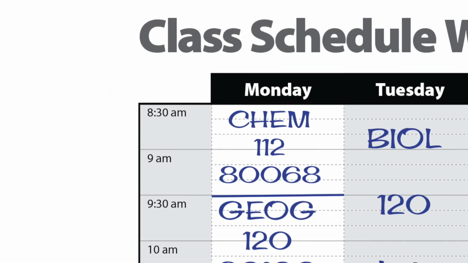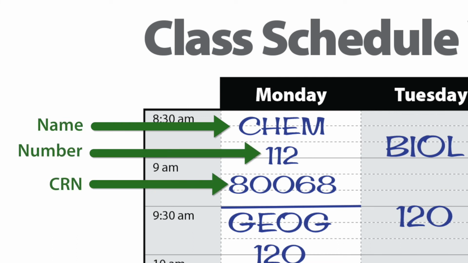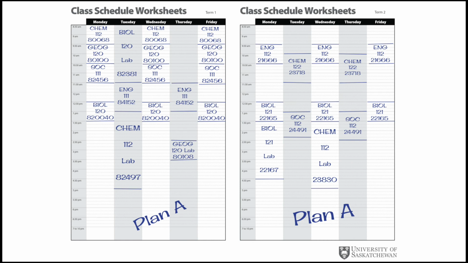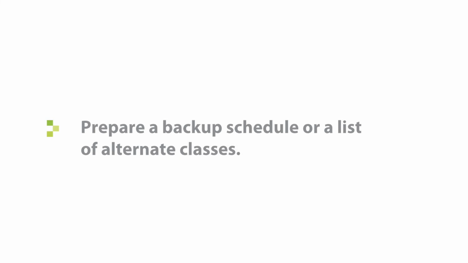Begin plotting classes in your class schedule worksheet, ensuring that you write down the course name and number and the CRN for each class that you choose. You may want to work through a couple of drafts to make sure you arrive at a schedule you are happy with. And remember to build a backup schedule or prepare a list of alternate class options in case one or more of the classes you have selected is already full when you try to register.